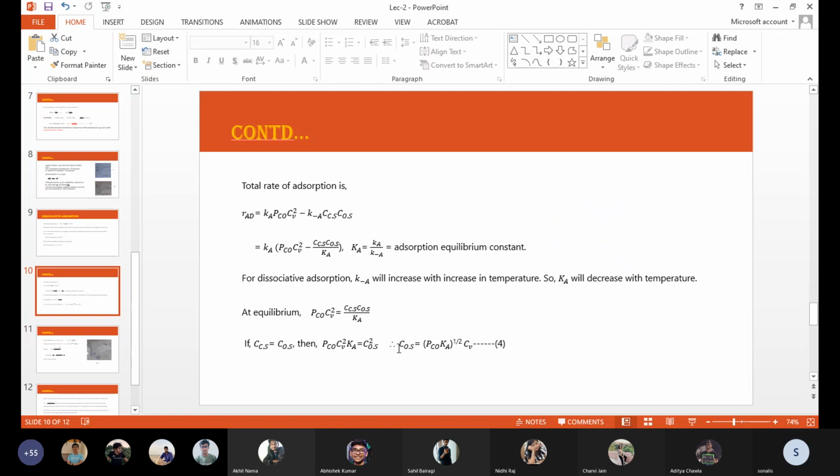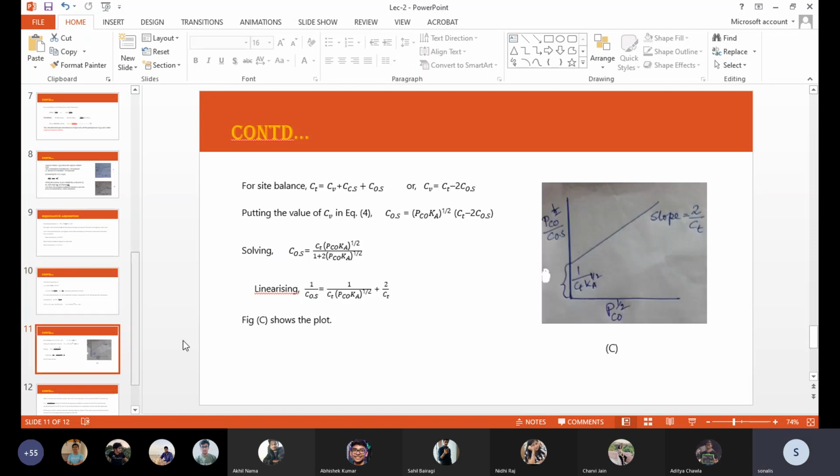Here, if we put the value of CV there, we are getting COS is equal to PCO Ka to the power half times CT minus 2 COS. So solving, it is coming COS is equal to CT times PCO Ka root divided by 1 plus 2 PCO Ka whole root.